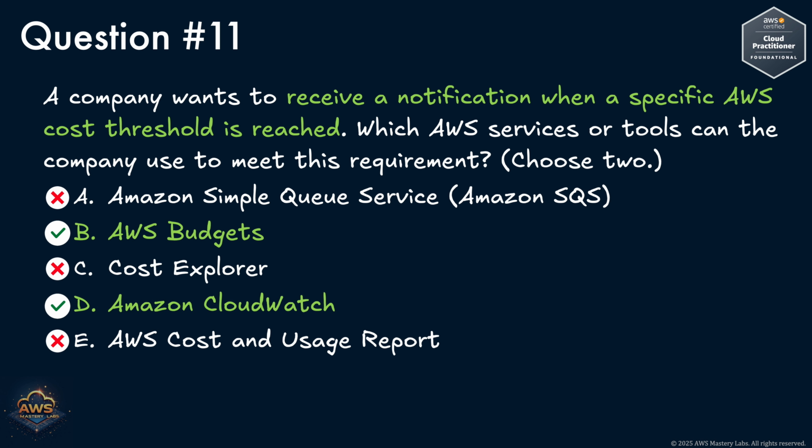Option D, Amazon CloudWatch. While CloudWatch is traditionally used for monitoring metrics, logs, and application performance, it can also be used for billing alerts when paired with CloudWatch metrics. AWS exposes total account billing as a CloudWatch metric, estimated charges, which you can set alarms on. For example, to trigger an alert when your monthly cost exceeds $1,000. Option D is correct, because CloudWatch supports billing alarms using the AWS billing namespace.